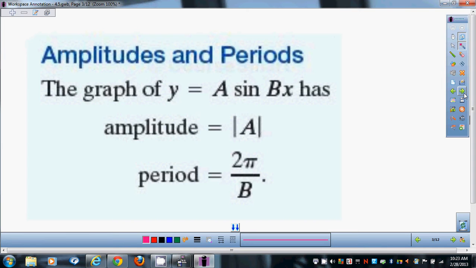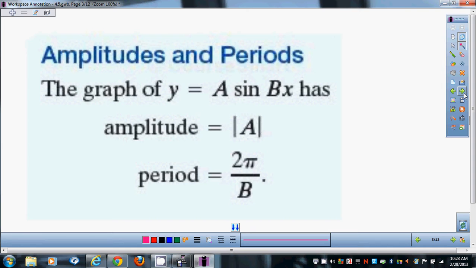But whatever this number is out here, way out in the front being multiplied by the function, that is going to be your amplitude. The only reason it has absolute values is there's kind of no point to have a negative amplitude because it goes both ways. So if it was 4 sine of x, your amplitude would be 4. If it was -4 sine of x, your amplitude would still be 4. You don't give a negative amplitude. That's the only reason it has to be written like that.